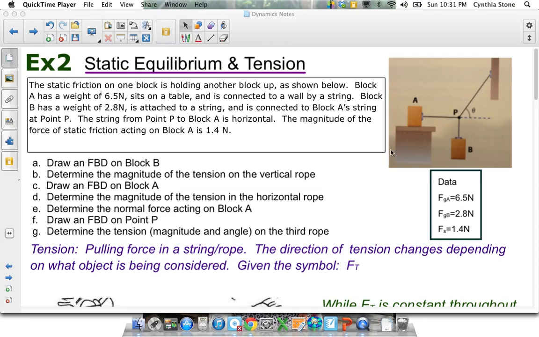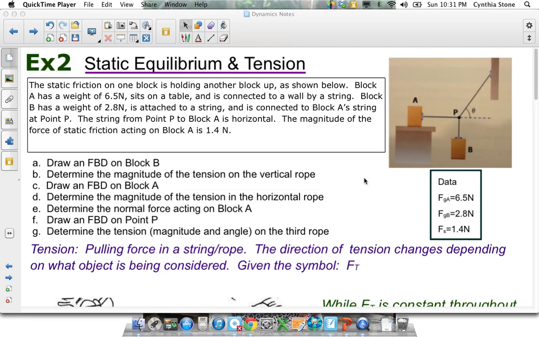The things that we do know: we know the force of gravity on the block resting. Block A has a weight, so that's just the force of gravity. And block B has a weight of 2.8 newtons, so I have here FGB is 2.8 newtons. And we know that the force of static friction holding the system in equilibrium is 1.4 newtons, so it would be acting in this direction, away from P.